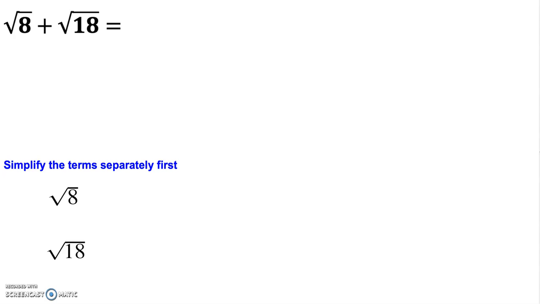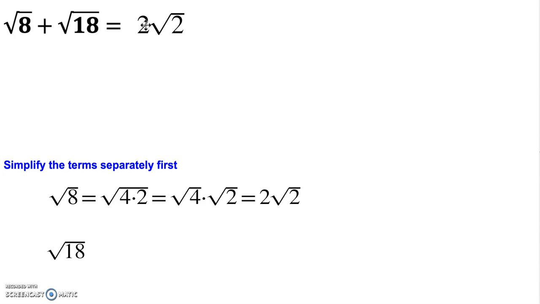We have the square root of 8 plus the square root of 18. Notice that those radicands are not the same. 8 is not the same as 18. So we have to simplify the terms first. So the square root of 8 becomes the square root of 4 times 2, because 4 times 2 gives you 8. But then we can break apart these radicals into root 4 and root 2. Well, we know what the square root of 4 is. The square root of 4 is 2. So we have 2 root 2. That is the square root of 8 simplified.